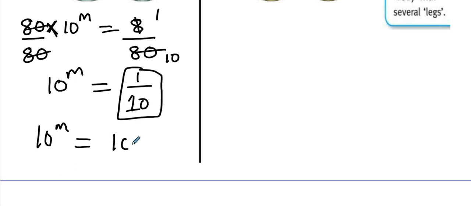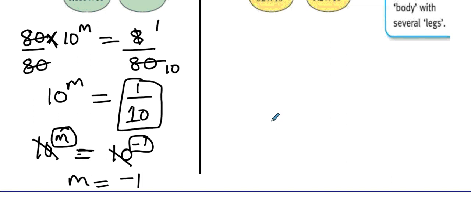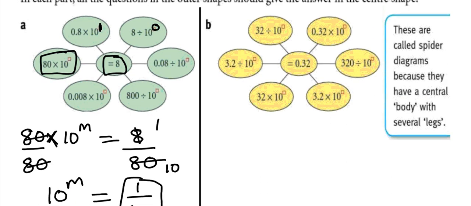I'm going to write 10 to the negative power. See that? Then you see that these numbers are the same, so cancel that so that you can remain with m equals negative 1. See that? So here you write negative 1.